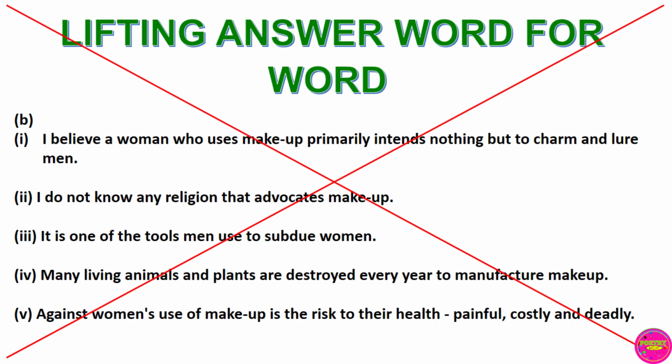3. It is one of the tools men use to subdue women. This one is also wrong. 4. Many living animals and plants are destroyed every year to manufacture makeup. This one is also wrong because the writer has just lifted word for word from the passage. 5. Against women's use of makeup is the risk to their health. Thus, painful, costly, and deadly. This one is also wrong. So, lifting answers word for word is not allowed in summary writing.